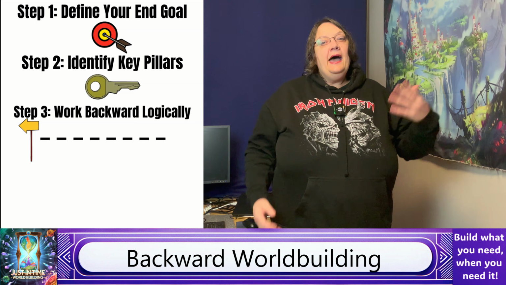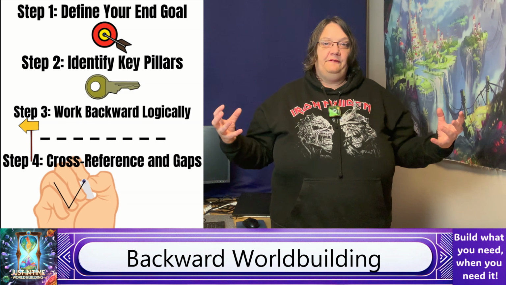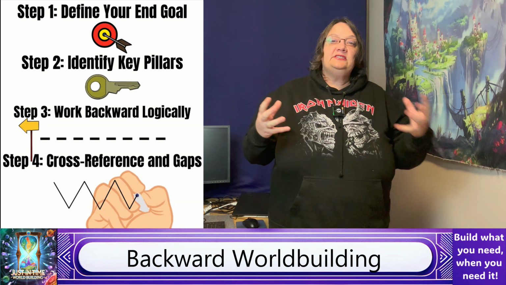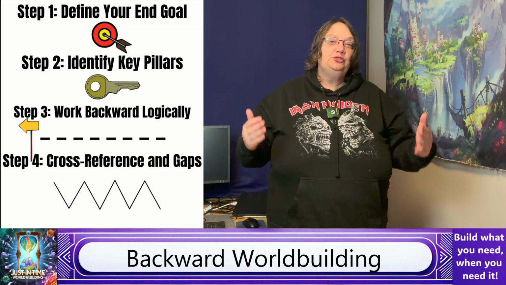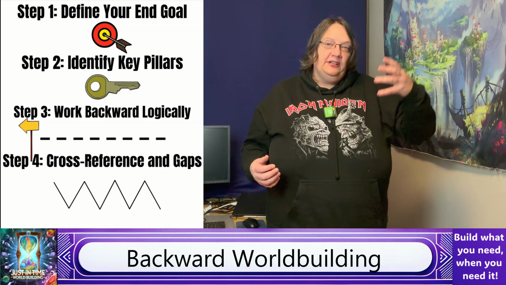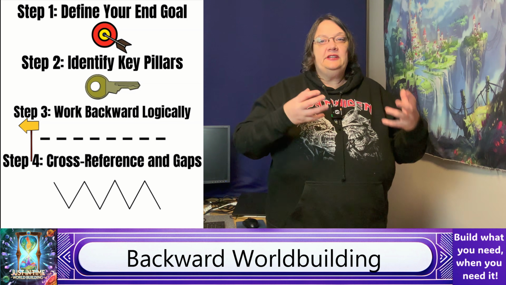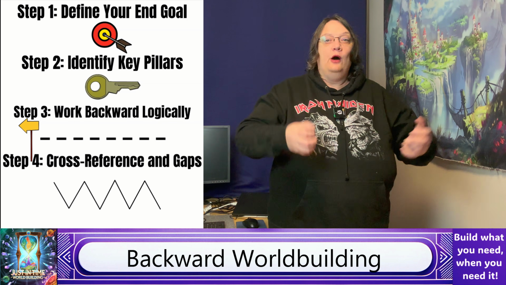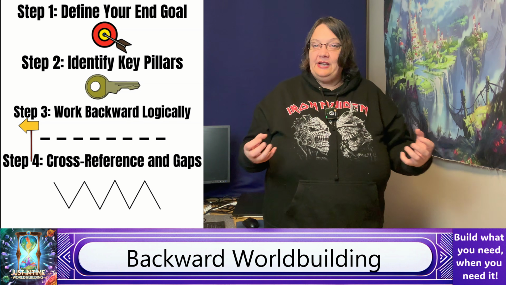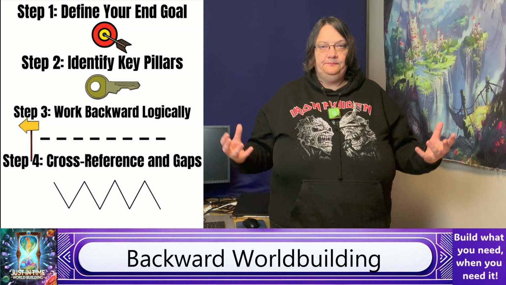And then step 4, cross-reference and fill in the gaps. Once you've outlined major historical events for your key pillars, you need to weave them together in a coherent timeline. This step involves cross-referencing different events to ensure they logically interact with each other. For example, if a great empire fell, did its collapse lead to multiple warring states? What happened to those warring states? If a technological breakthrough changed warfare, how did it affect political power structure? If a religious order banned a particular type of magic, how did magical practitioners respond to that ban?